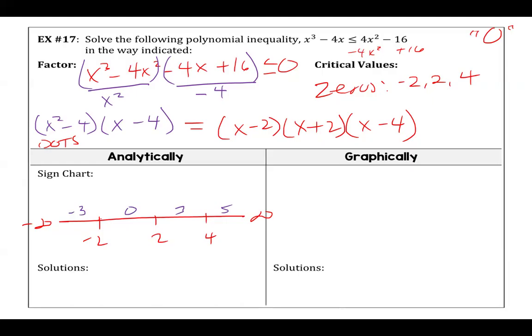So the solution here: it's asking when is it less than or equal to 0, right? So I'm looking for when I am below, when I am negative. Make sense? So when I plug -3 into my factored form, -3 minus 2 is going to produce a negative. -3 plus 2 is going to produce a negative. -3 minus 4 is going to produce a negative. So what is going to be my final outcome here? A negative. Make sense? And then you do it again. All you're doing is paying attention to the signs.